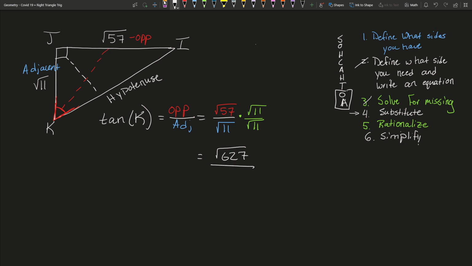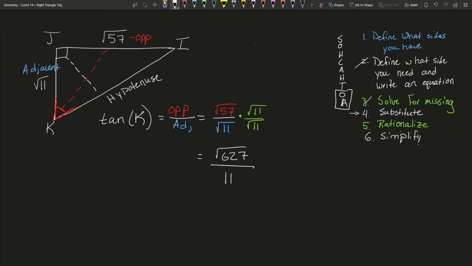And then in the denominator, square root of 11 times square root of 11, that just ends up being 11. And then when you plug in the square root of 627 in a calculator, you get something like 25.0399. So it's not a perfect square. We know that. Now this is a rational fraction. But let's see if we can simplify it.